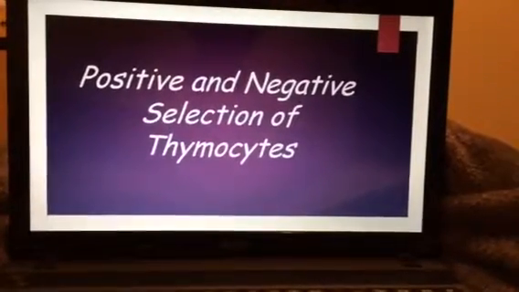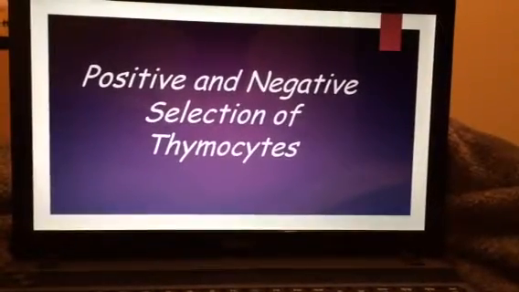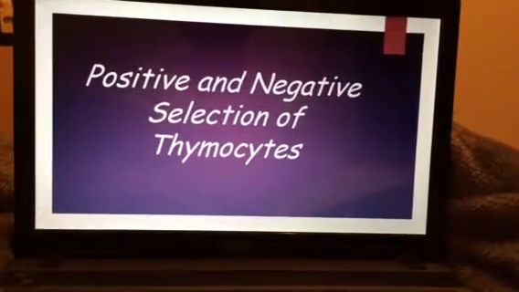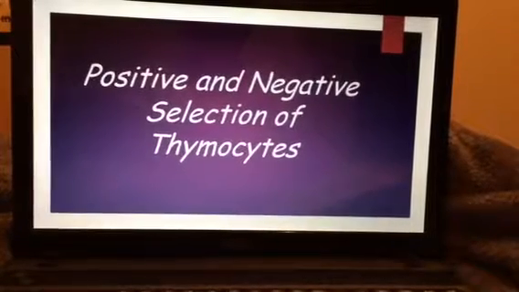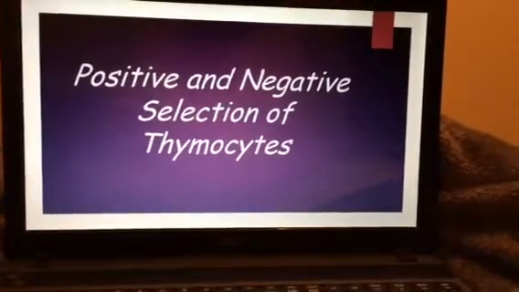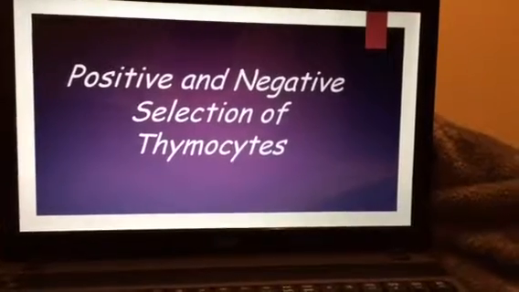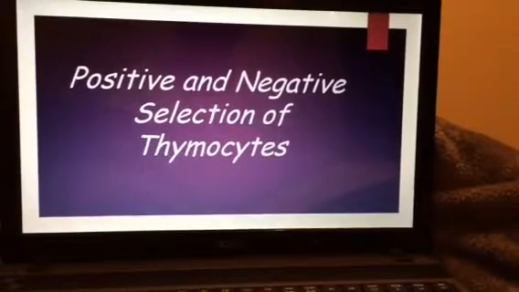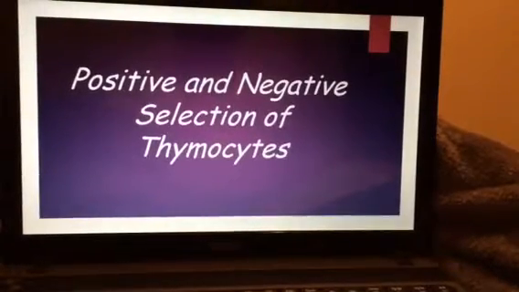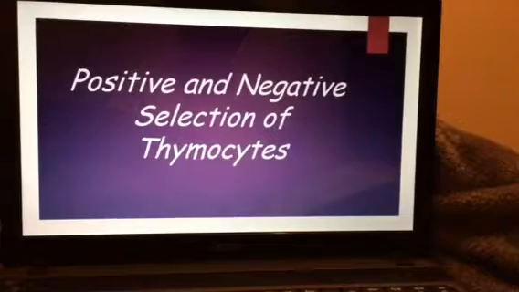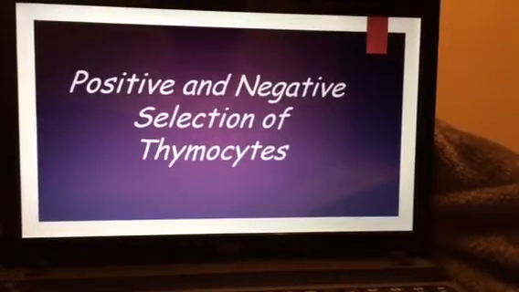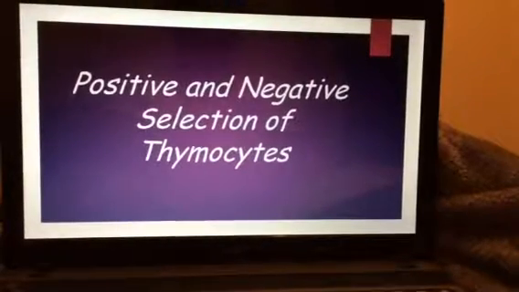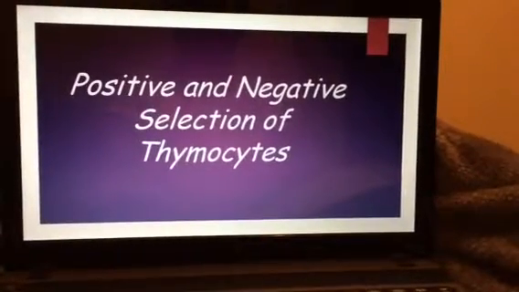Today we're going to talk about positive and negative selection of thymocytes. Thymocytes develop in the thymus, and there are two regions that these cells have to go through: the cortex, where the positive selection takes place, and the medulla, where the negative selection takes place.